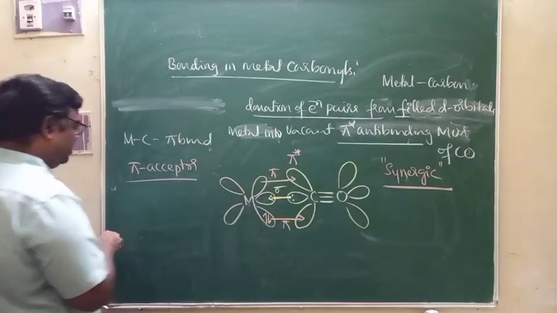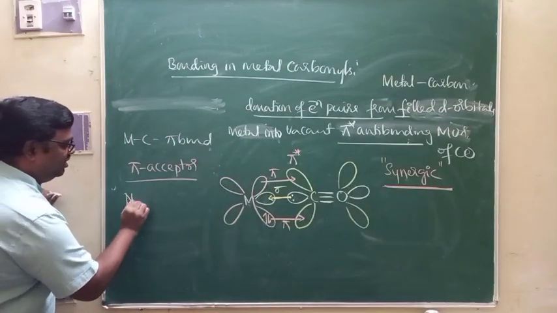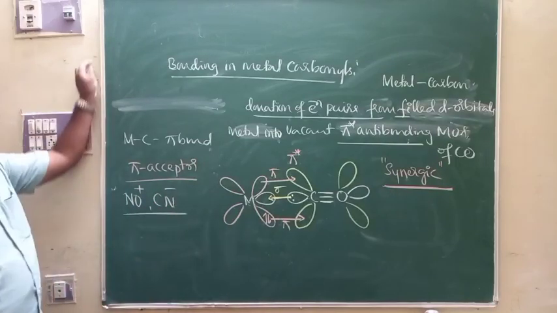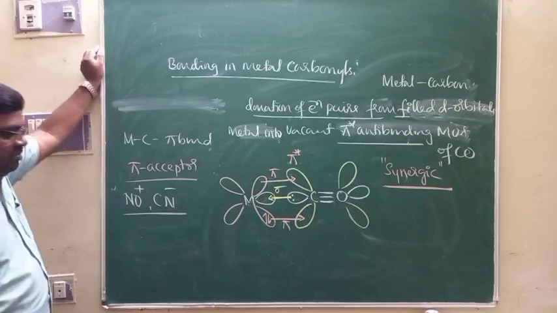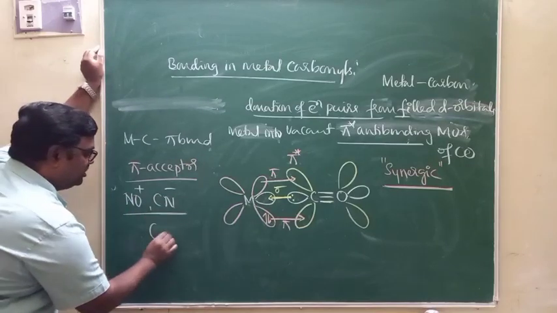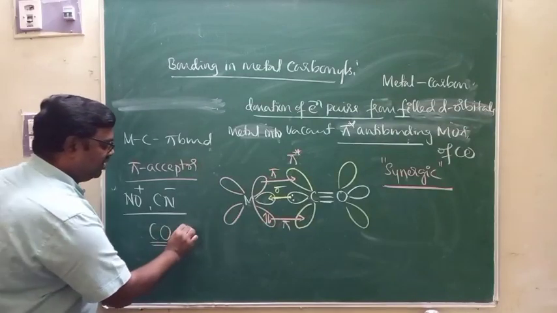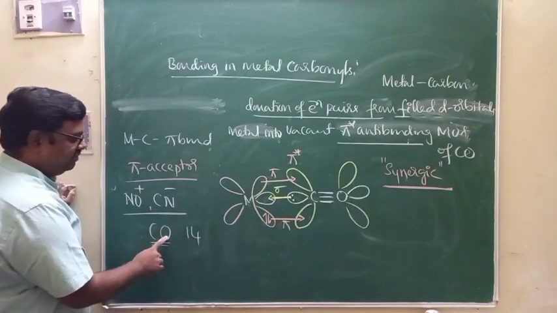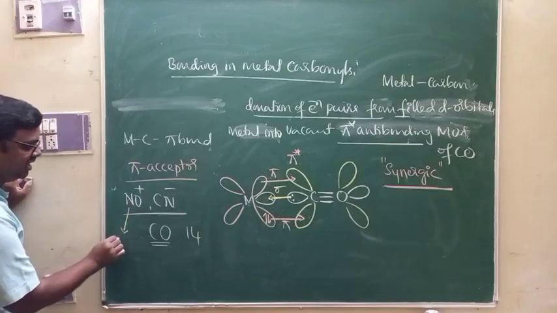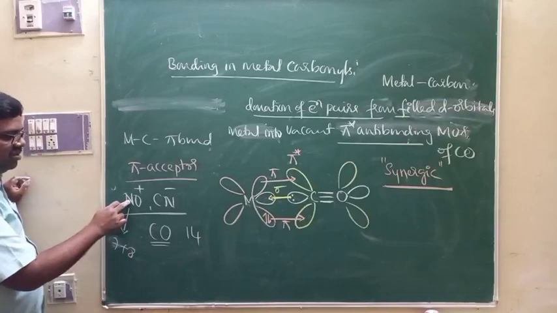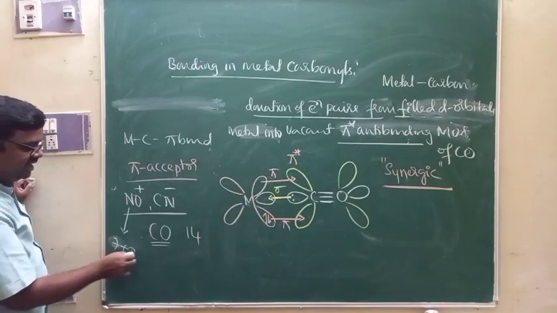And of course, not only carbon monoxide, we have NO plus and CN minus. They are also pi acceptor ligands, because these two are isoelectronic with carbon monoxide. Verify it. The number of electrons in carbon monoxide will be 14, that is 6 plus 8. The number of electrons in nitric oxide: atomic number of nitrogen is 7, oxygen is 8, so 15.